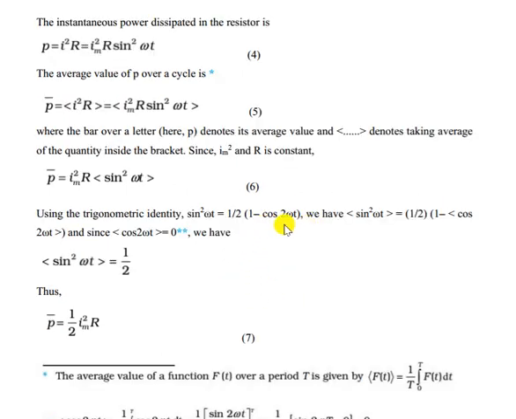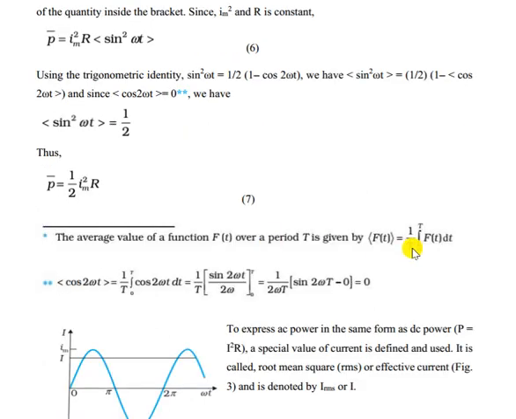Now this cosine 2 omega t, if we integrate it over a period T, we get the average value. The formula to find the average value over a period T is f average equals 1 by T integral from 0 to T of f(t) dt.